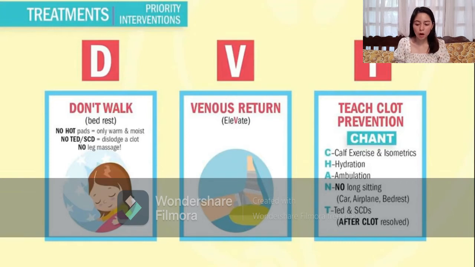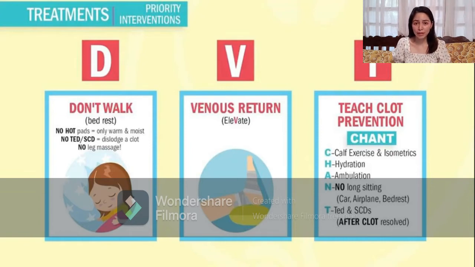D for don't walk or move too fast. This means bed rest. The clot is like a ticking time bomb waiting to get loose. So, no hot pad, only warm and moist pads, because heat is a vasodilator, so opening the blood vessel will loosen the clots.